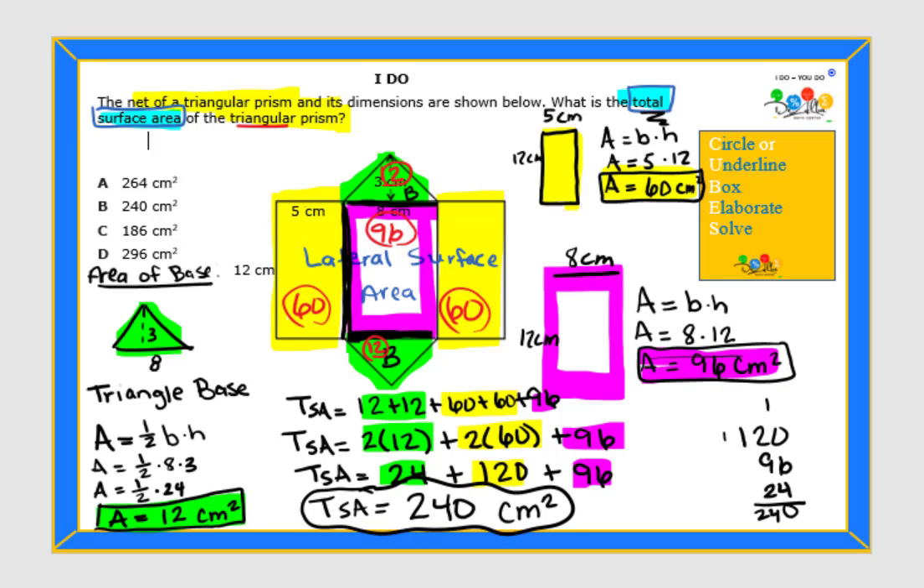So our question said, what is the total surface area of the triangular prism? The total surface area is 240 square centimeters. We got the total surface area from the 2 triangular bases and the 3 rectangular faces. And we get a total of 240, so our answer is B, 240 square centimeters.